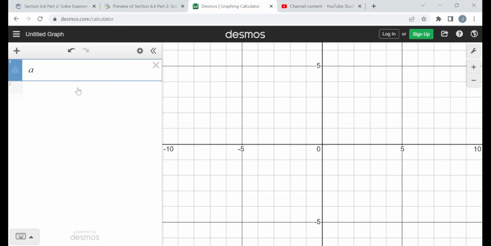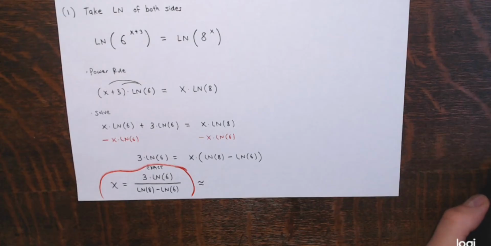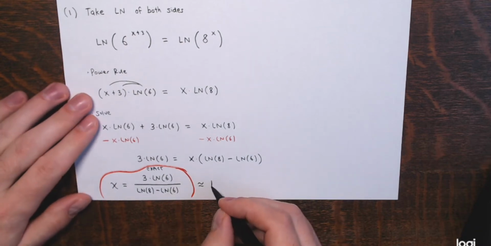Now I'm going to put in a equals, just for a variable's sake. You don't have to use a if you don't want to, but 3 times the natural log of 6 divided by, and then in the denominator, the natural log of 8 minus the natural log of 6. And you see they tell us here a equals 18.68, which would round to 18.7. So this is approximately 18.7, our solution here.